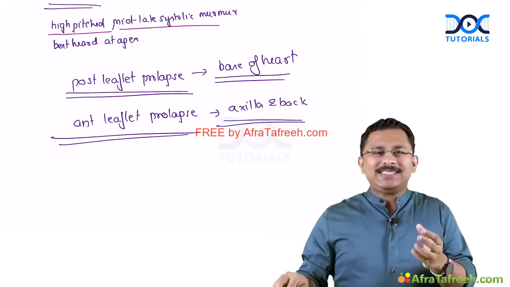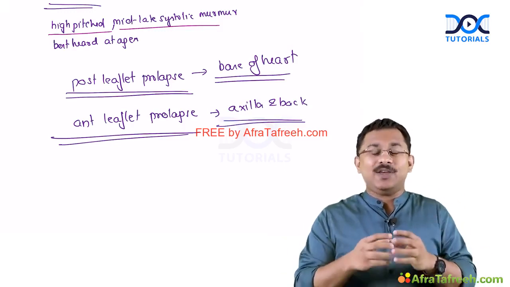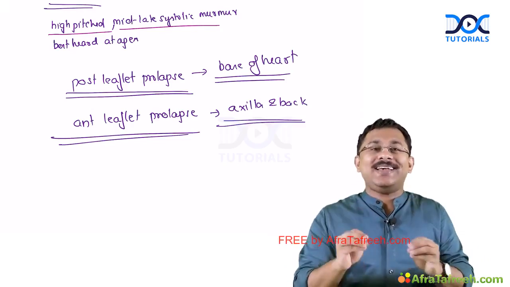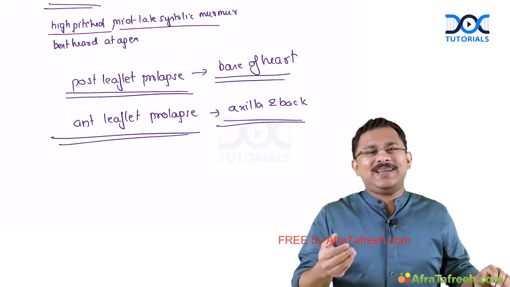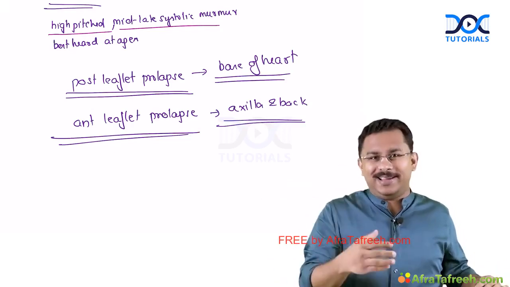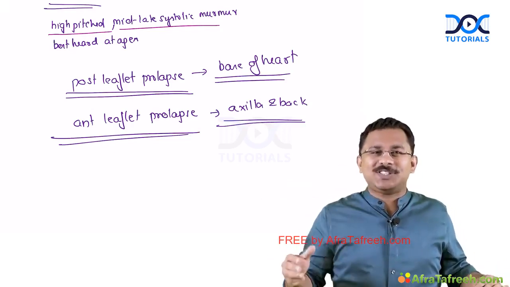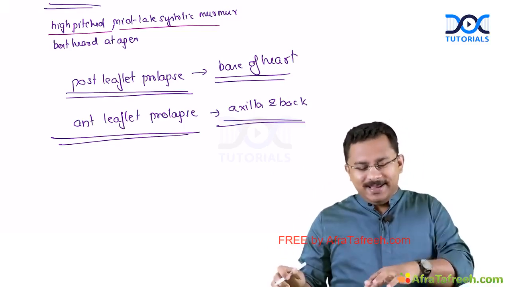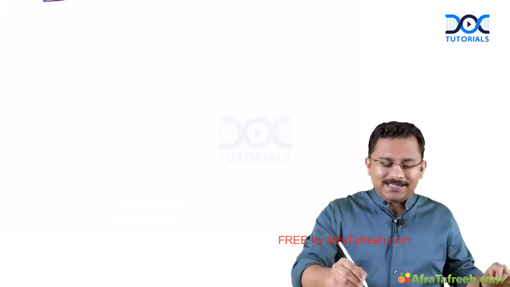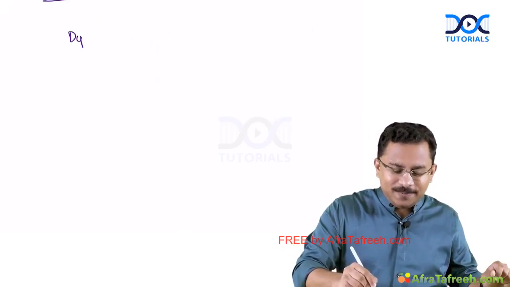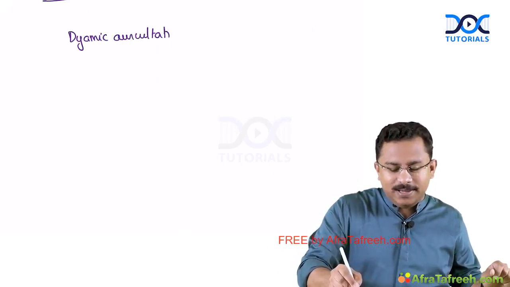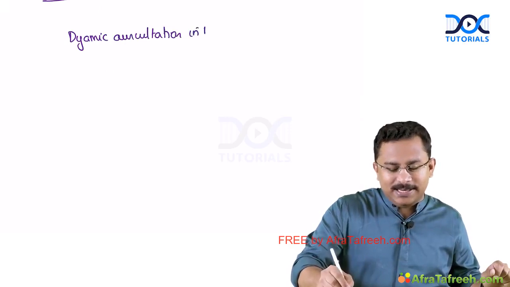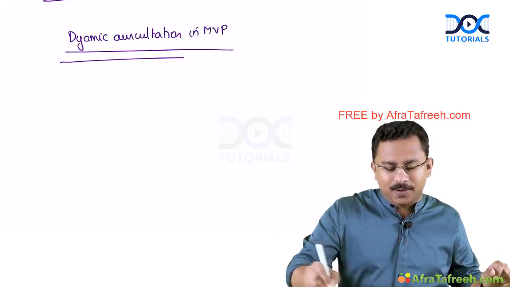Some patients, remember, can also have a mid-systolic click without a murmur. You may also have certain patients who have a murmur without a click. So there are such possibilities as well. Next subheading in this is dynamic auscultation in MVP. This is important.